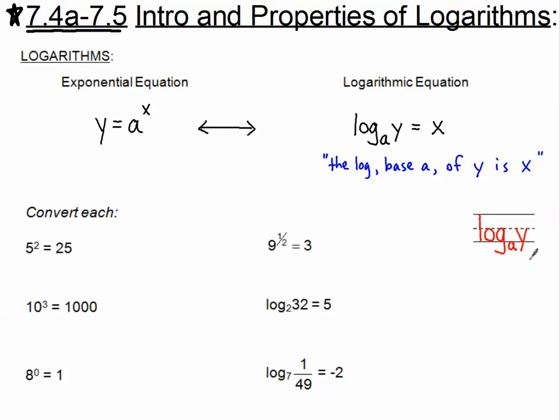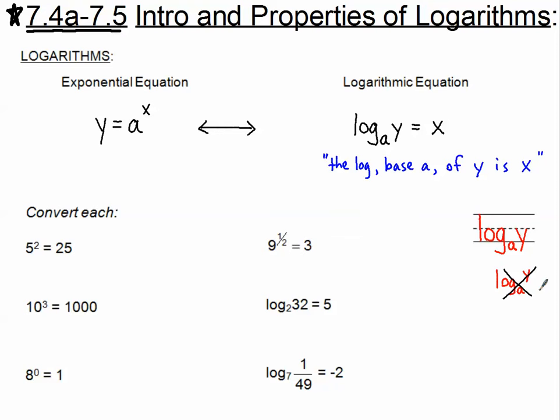I want to make sure that your symbols are being written correctly. Don't write it like this. Don't put the LOG and then the A and then float that Y up there. I call this kind of a floating in no man's land thing. So please don't do that. We want to make sure that we're using the correct symbols, or at least writing the correct symbol.